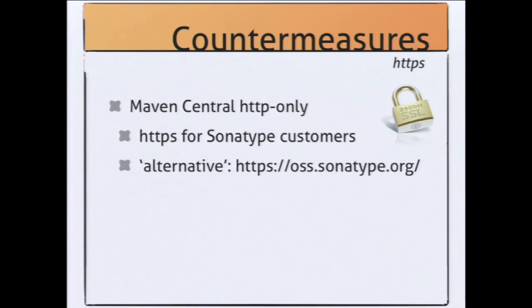Now, there is an open source repository, oss.sonatype.org, which is sort of an alternative, but it's not really an alternative because it only contains a subset, mostly of the more recent components, and it's really not built for the kind of traffic that Maven Central was built for. So if we're all going to do that, that won't scale.